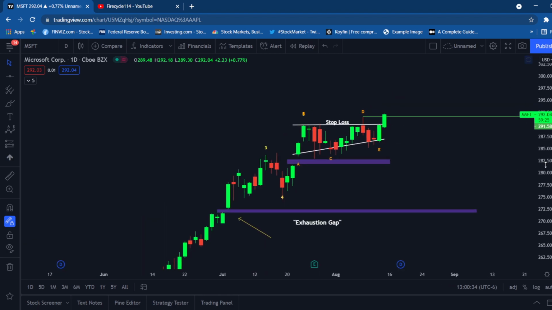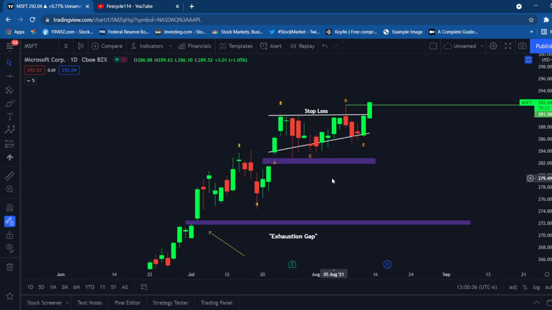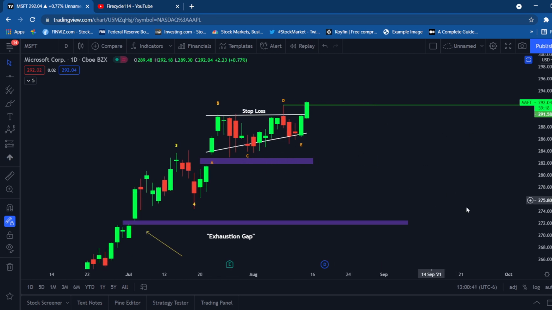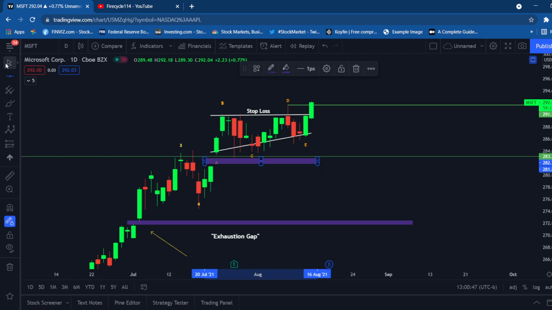But overall for Microsoft, I'm still bearish because I'm still thinking that we are going to be filling this gap anytime soon, next month, next 2 months. So I would always set an alert. Please always set an alert.